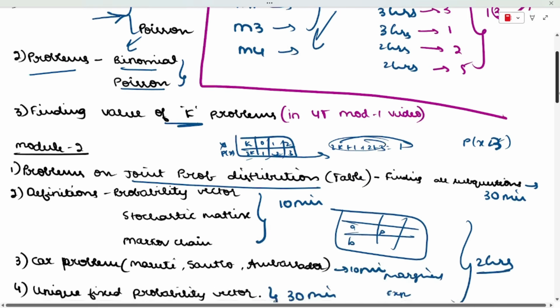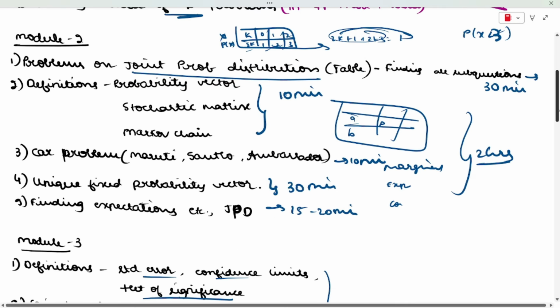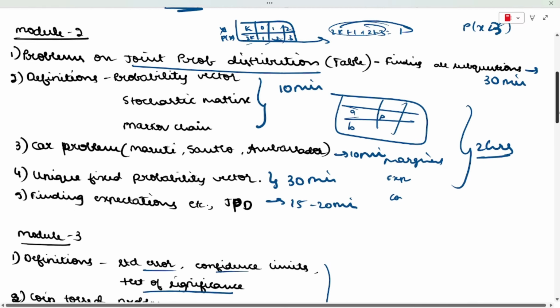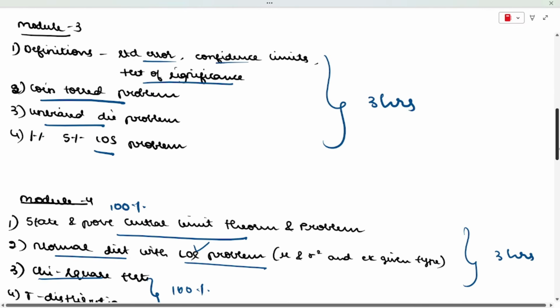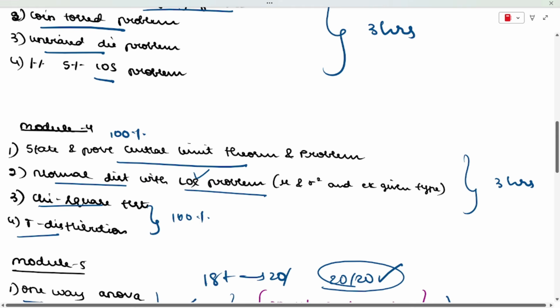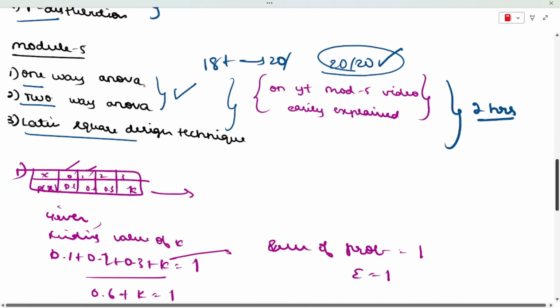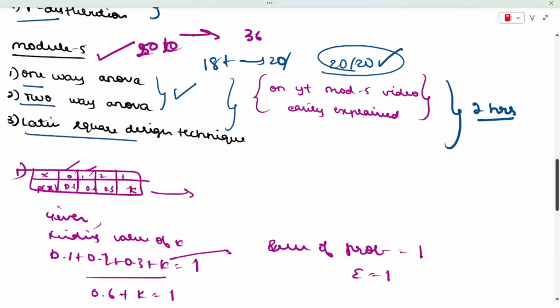See, module 1, module 2. If you want module-wise screenshots, you can take them. And next is module 3. Next is module 4. Last is module 5. This is one of the easiest of all modules. You can score 20 on 20. Okay, now the only passing mark is 36, which means you have already scored 20, and the 16 you get in the rest of the modules, which are not that difficult.